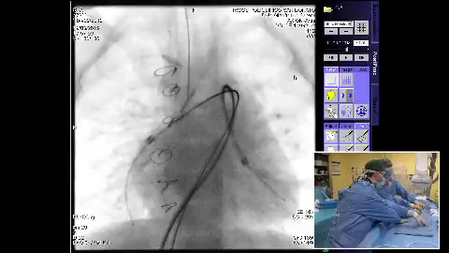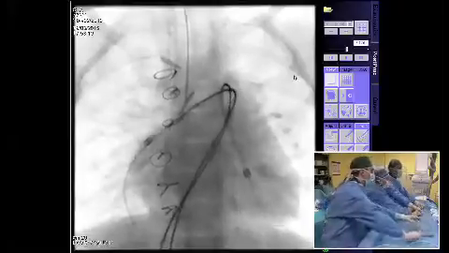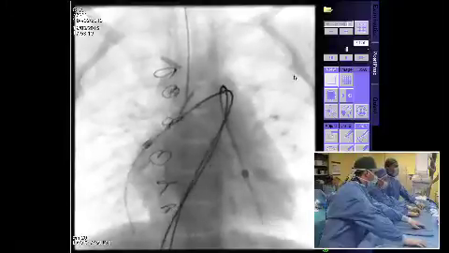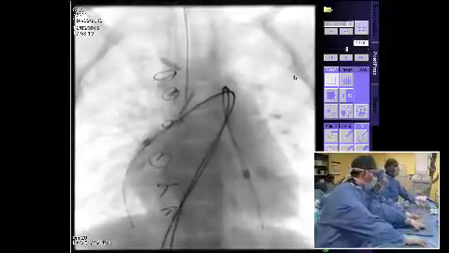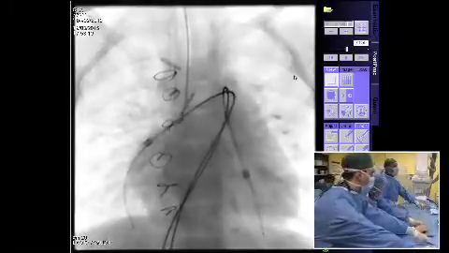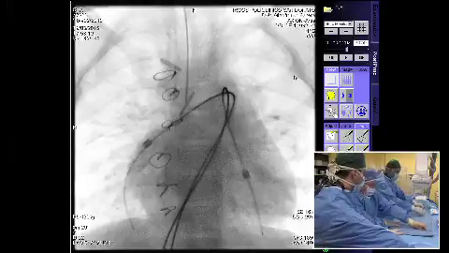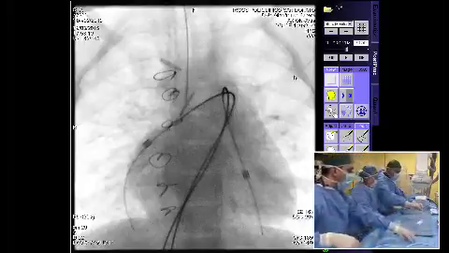Okay, you may see the 2 long sheaths. Oops, we have lost the wire. Watch the wire, yes. Not a good idea. Okay. And we are preparing the roadmap also for helping during implantation of the 2 stents. So please take the 2 stents here on the table.